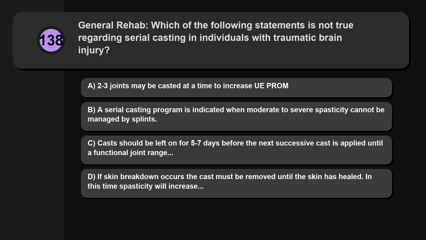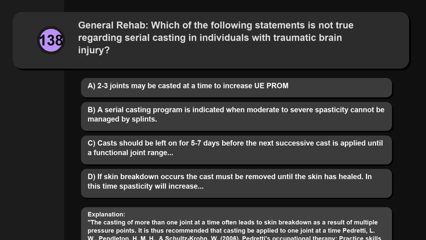The correct answer is option A. The casting of more than one joint at a time often leads to skin breakdown as a result of multiple pressure points. It is thus recommended that casting be applied to one joint at a time. Pedretti, L. W., Pendleton, H. M. H., and Schultz-Krohn, W. 2006. Pedretti's Occupational Therapy, Practice Skills for Physical Dysfunction. St. Louis, M. O. Mosby/Elsevier.